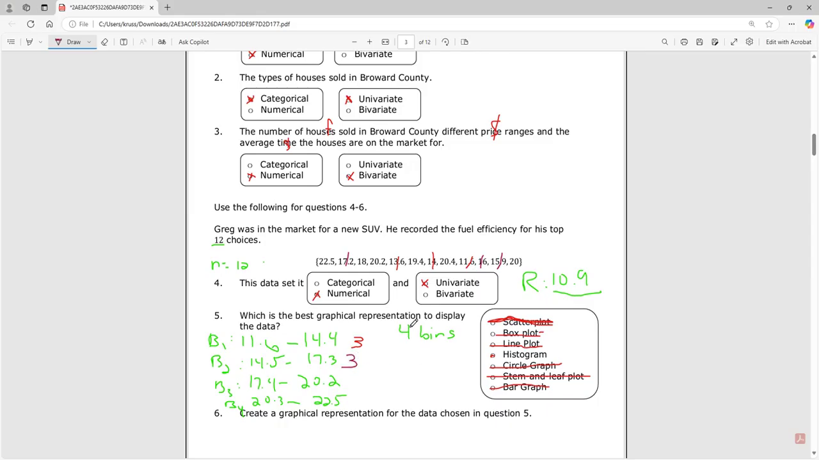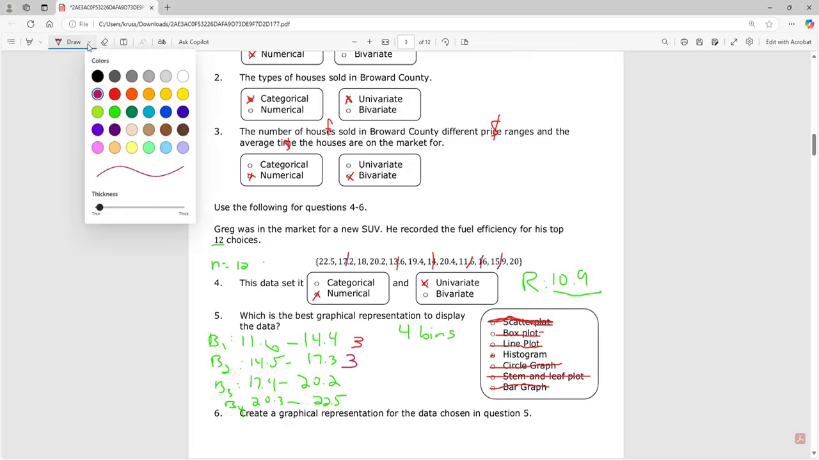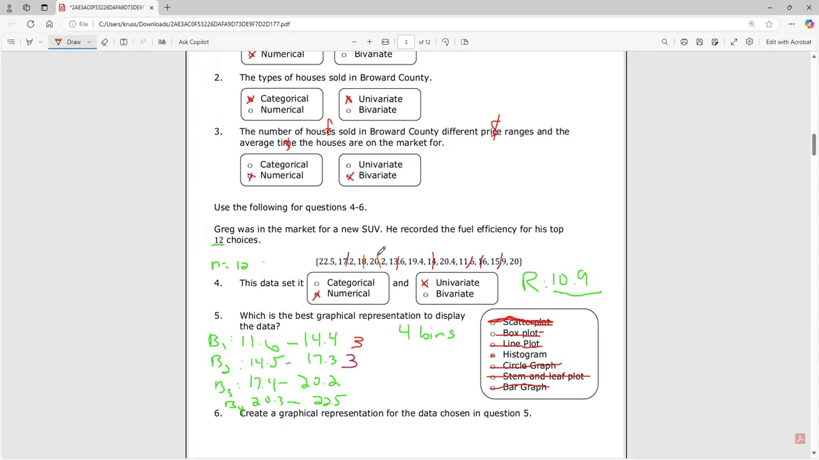How many do I have in another bin between the range 17.4? So there's an 18 and 22. Okay, so those 2, that one, and that one. So I have 4 in there. And then, 5. I have 5 in there. And then we only have 1 at the high range, 22.5.